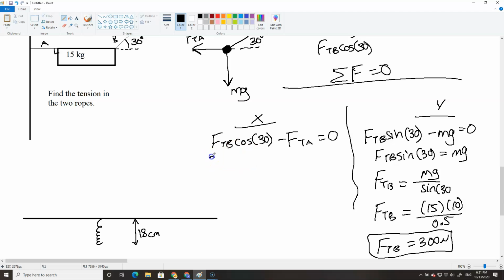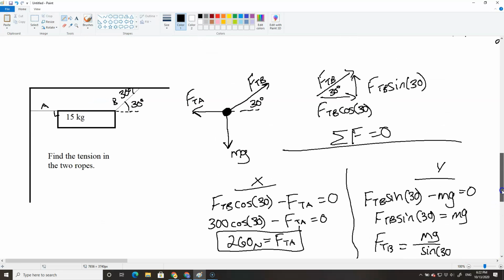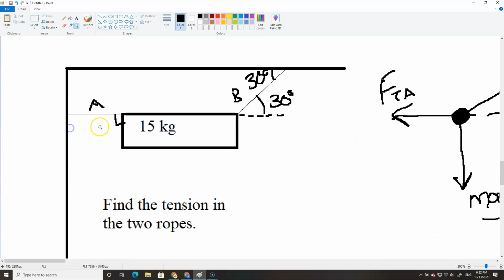I can substitute that into the x direction. 300 cosine 30 minus force tension A is 0. So 300 times the cosine of 30 is 260. And moving force tension A to the right side, I get the force of tension A is 260. In a situation like this, where you have the block being pulled directly horizontal and then upwards at an angle, it is a guarantee every single time that this rope here, which has the vertical component, will have more tension than the rope that is horizontal. In general, anytime a rope is more vertical than another rope, it will be carrying more tension.